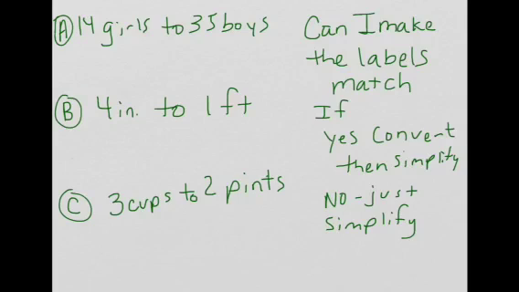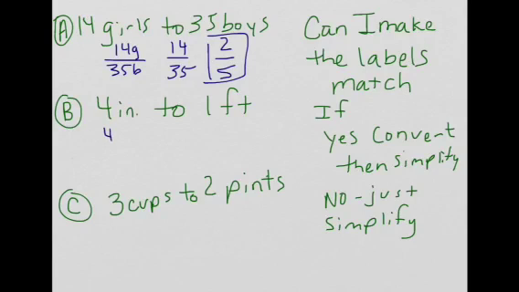So we're going to practice this. The first one we're going to do is 14 girls to 35 boys. Since we can't change the labels to match, we're going to simply do 14 over 35, and then we're going to look at that as a fraction, and we're going to simplify it by 7, which is going to give us 2/5.